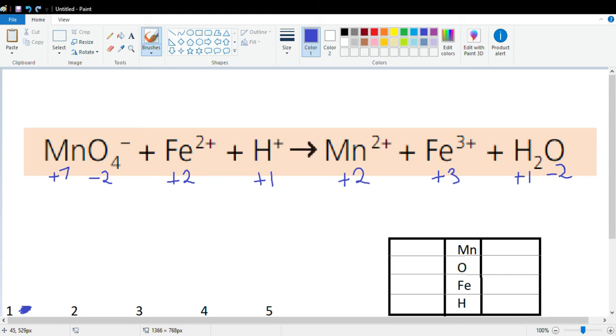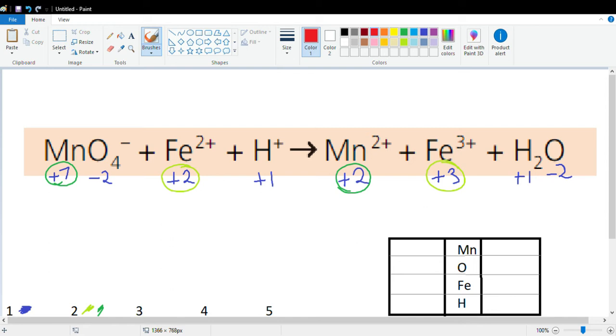Step 2 then is identifying the substances which have changed oxidation number. And those for us are manganese went from +7 to +2, and our iron went from +2 to +3. So our greens there are step 2. And step 3 we'll put in red. Step 3 is show the number of electrons lost and gained.